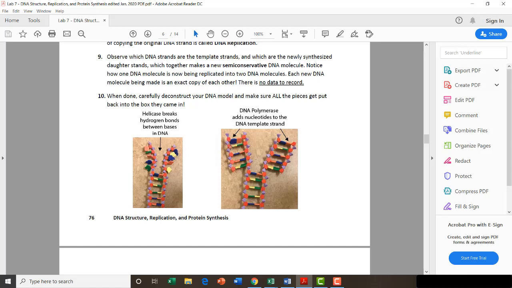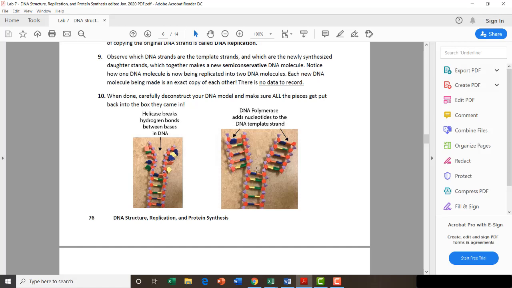And now it starts to make this new strand on the left. This is called the daughter strand, okay? And it's the new strand and the old strand. That is why DNA replication is called semi-conservative, because again, this strand came from the original DNA molecule, and on the left is the new synthesized DNA strand, okay?